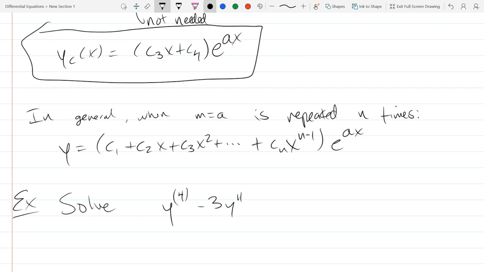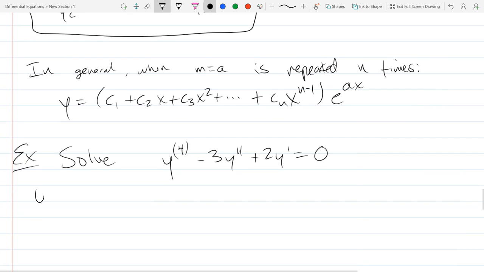So we're going to solve this: the fourth derivative of y minus 3 times the second derivative of y plus 2y prime. Same first step: let y equal e to the mx, and figure out the values of m. This is degree 4, so there should be 4 solutions.